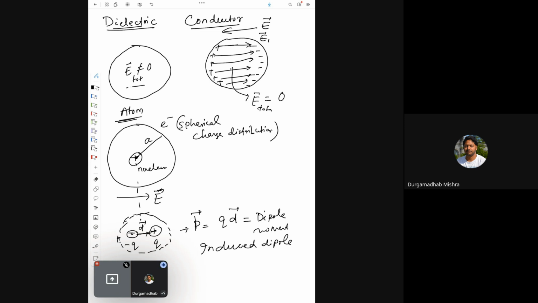So how much electric field is produced due to this spherical charge distribution? If I have an electron cloud, which we represent as a spherical charge, what will be the electric field due to that? You can use Gauss's law to calculate this electric field at a distance d. So we want to find out what is the electric field.